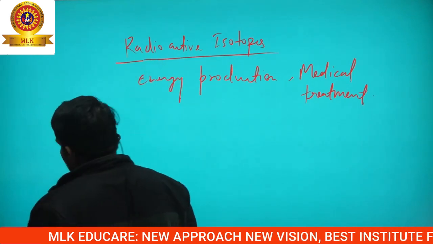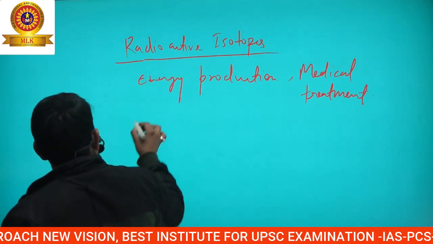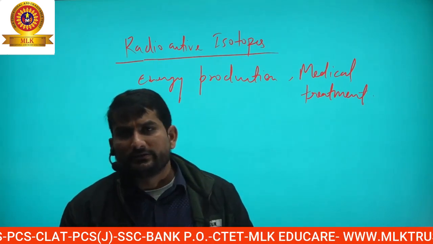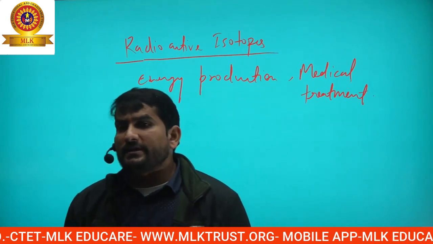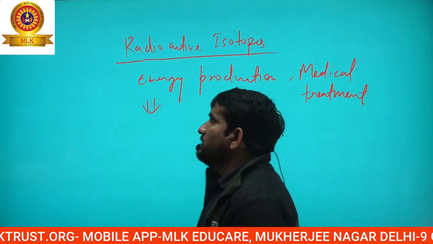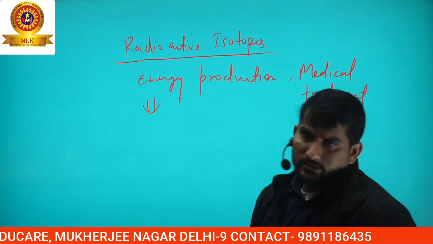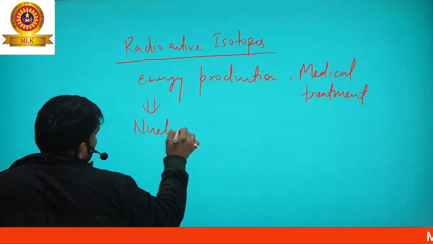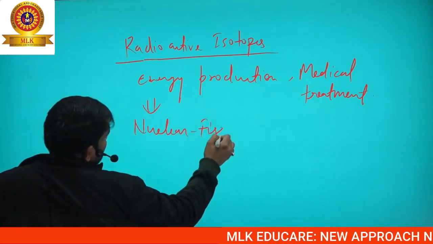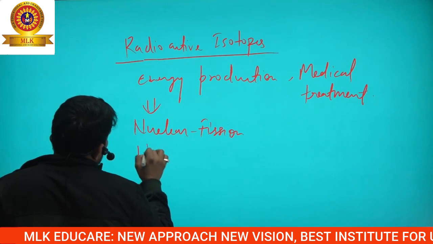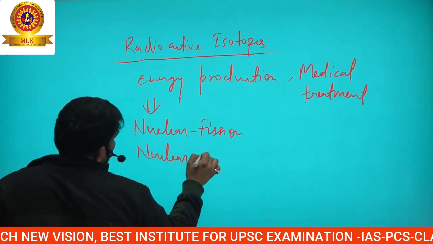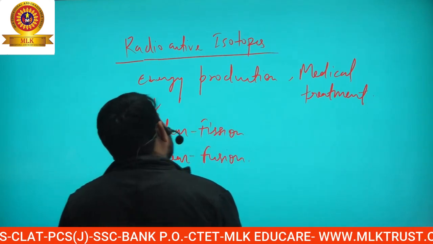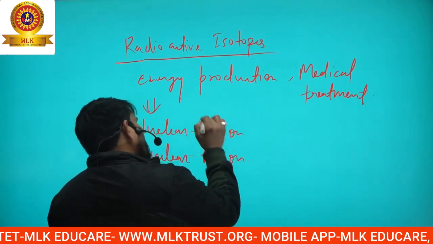कैसे? Actually, for energy production, two types of reactions occur. ठीक है? And the reactions are carried out by radioactive isotopes. ठीक है? The first one is nuclear fission, and the second one is nuclear fusion. ठीक है? Nuclear fission and nuclear fusion.